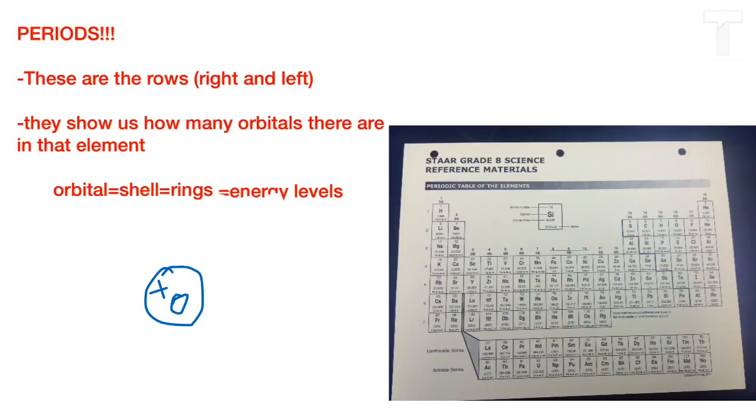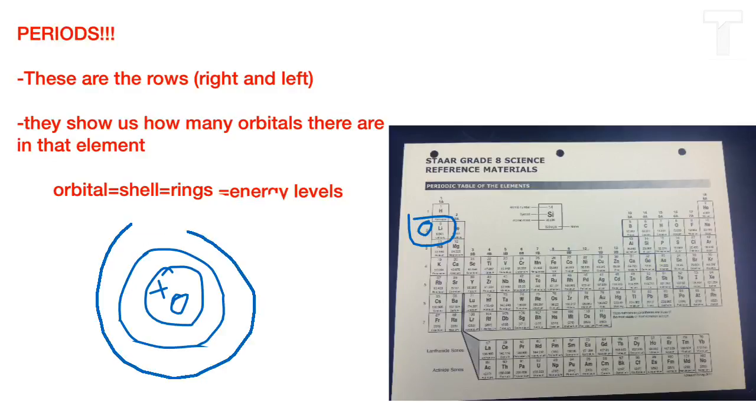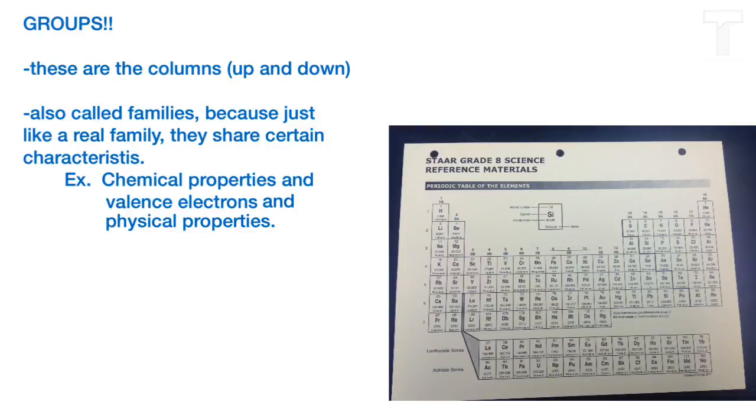So if lithium, which is right here, is in period 2, all that means is it's going to have 2 orbitals around the nucleus. So if something is in period 6, it would have 6 rings. If it's in period 4, it would have 4. That's all you need to know at the moment. Now let's move on to groups.